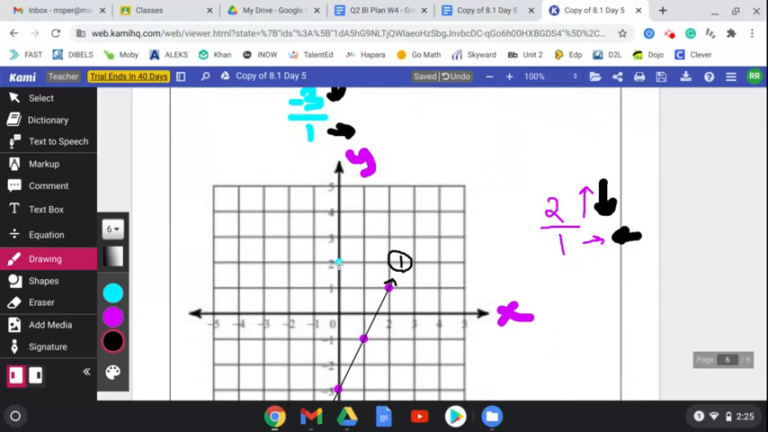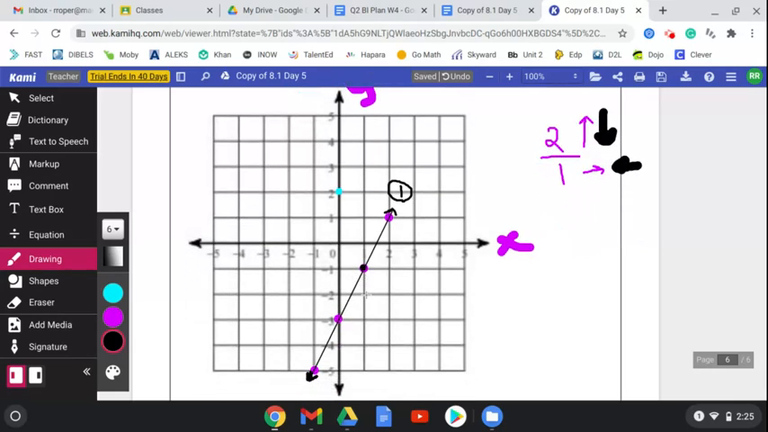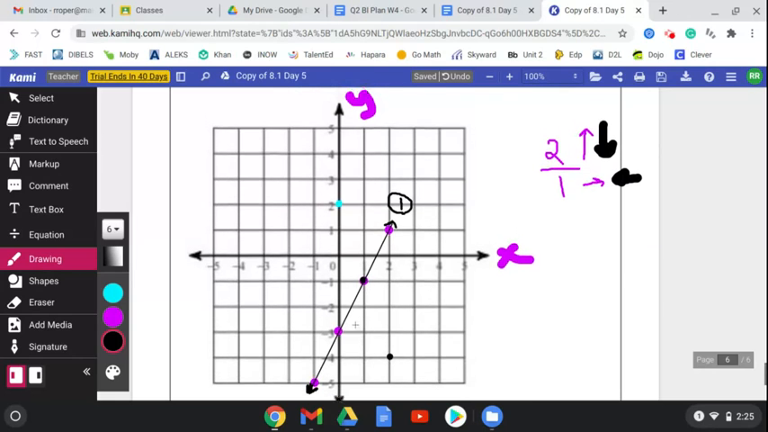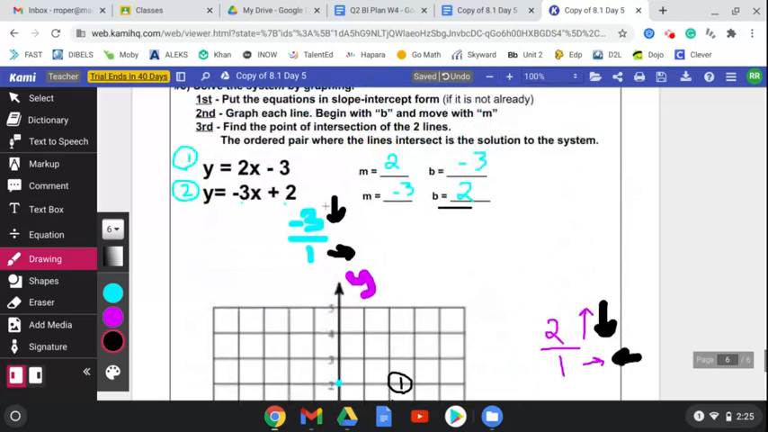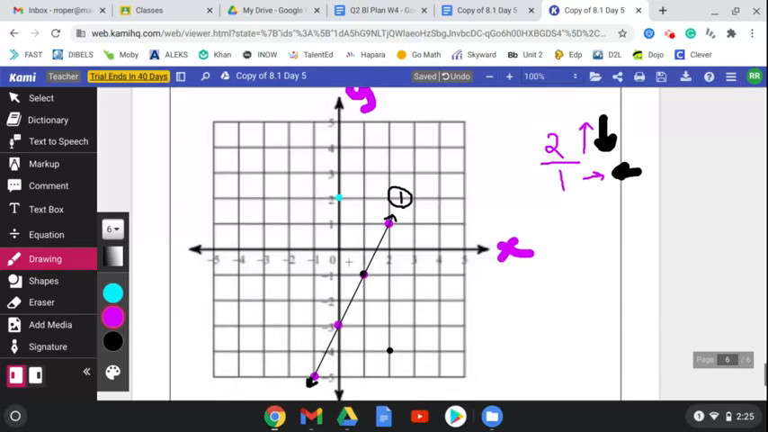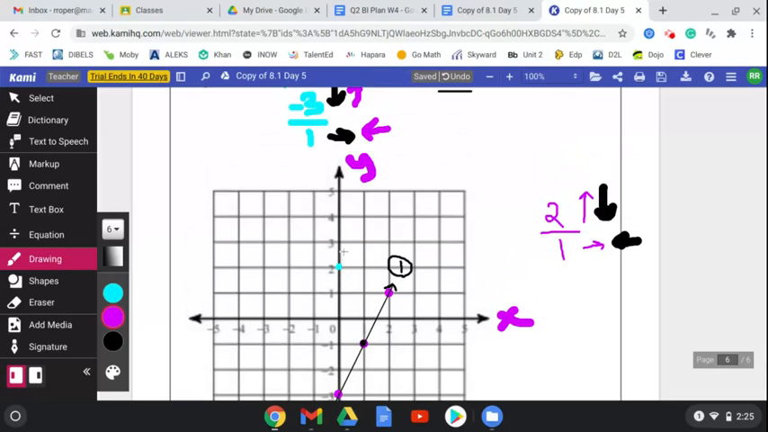Here's B. Let's go down 3, 1, 2, 3 to the right 1. Boom, dot. I could also go the opposite direction. Instead of going down to the right, I could go up and to the left from B. Let's try that. From B, up 3, 1, 2, 3, left 1, and I would still be on the line.